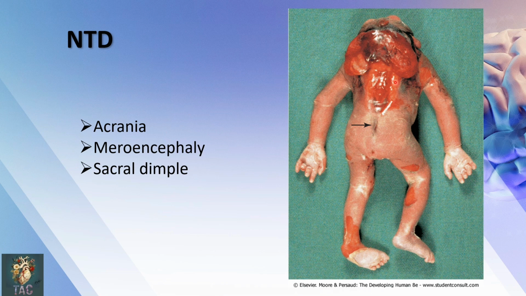Another condition in which you can see a neural tube defect is one in which the cranial neuropore does not close, and also the defect goes caudal to the neural arches as well. Because the cranial neuropore does not close, the brain does not completely develop and it is exposed to the corrosive action of the amniotic fluid. So there may be acrania, that is absence of the cranial bones. Then there is myelencephaly, the brain is affected, and also a sacral dimple may be present.